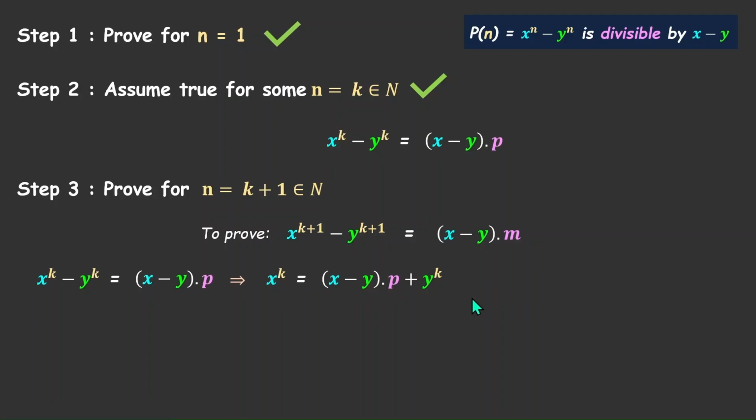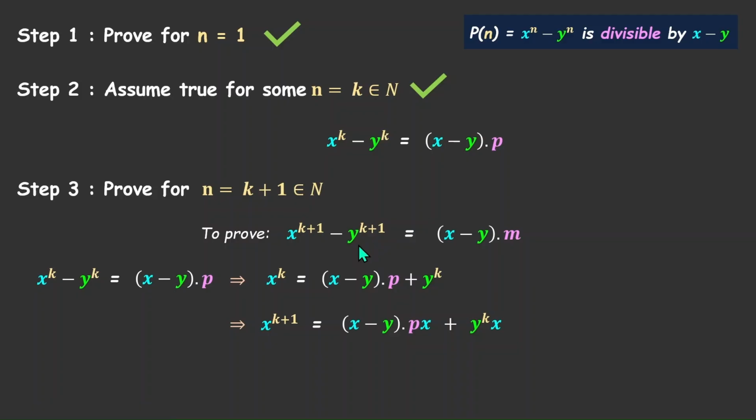So I can multiply both sides with x to give us x raised to power k plus 1 is equal to, and now if we multiply x on both sides, we'll get x minus y into p x plus y raised to power k into x. And now we're getting closer to this left hand side. The next step would be to subtract y raised to power k plus 1 from both sides. So let's do that.